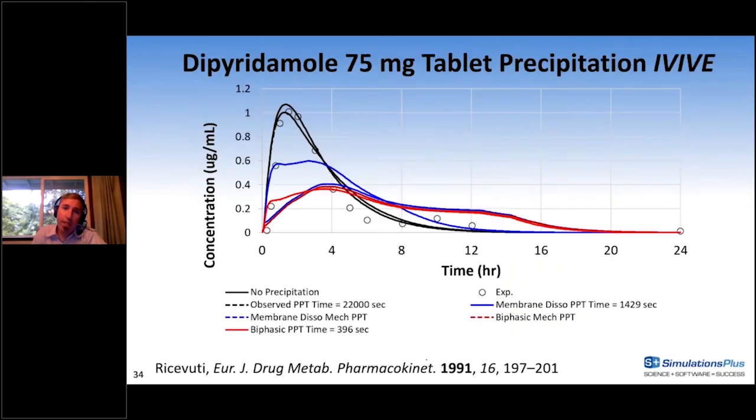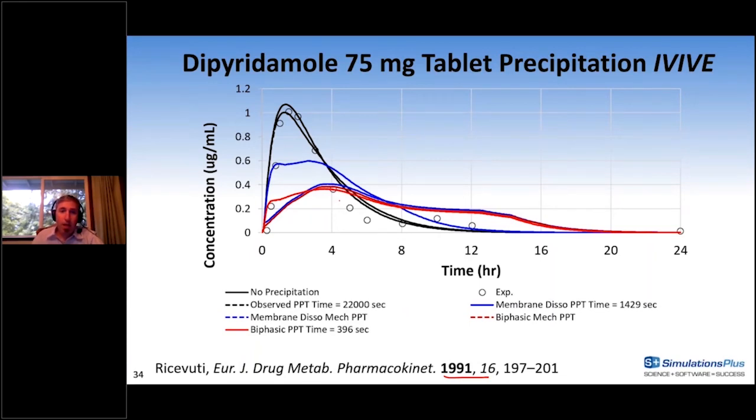So here you can see our predictions for the 75 mg tablet of dipyridamole. Again, this data was the data that was predicted in the O'Dwyer paper, so I'm only looking at the formulations that O'Dwyer did in his paper, and this data came from the Resavudi paper in 1991. With no precipitation, you actually get a pretty good result in terms of predicting the 75 mg tablet for dipyridamole. You can maybe use an observed precipitation time of around 2200 seconds to best match the PK data.